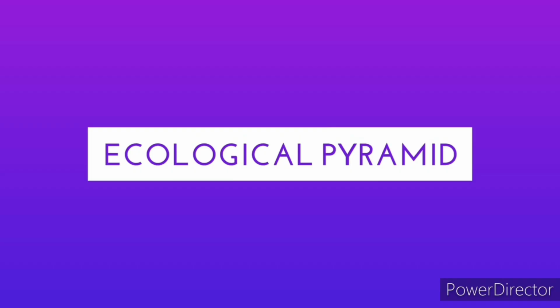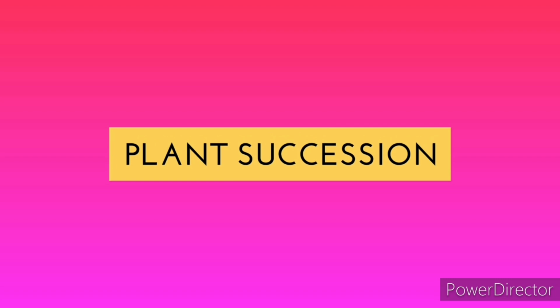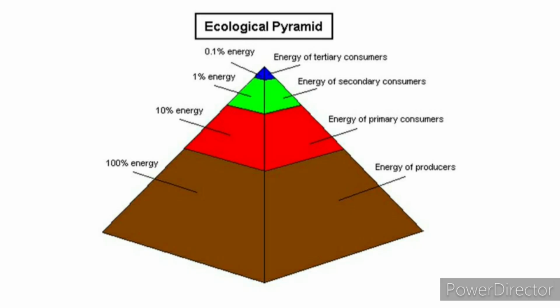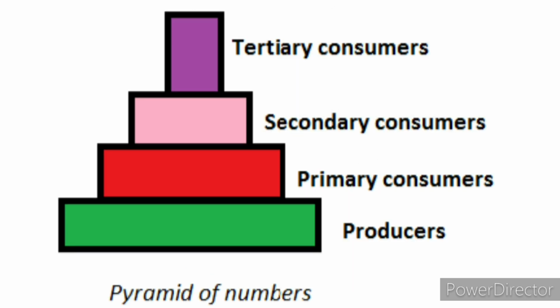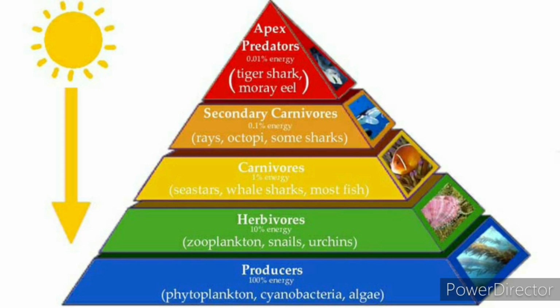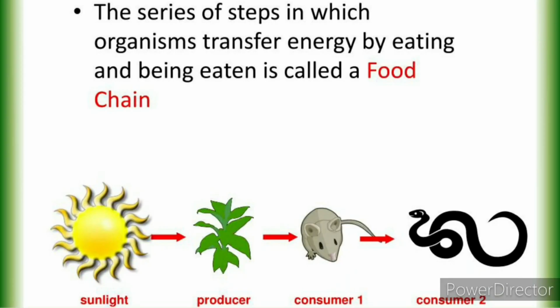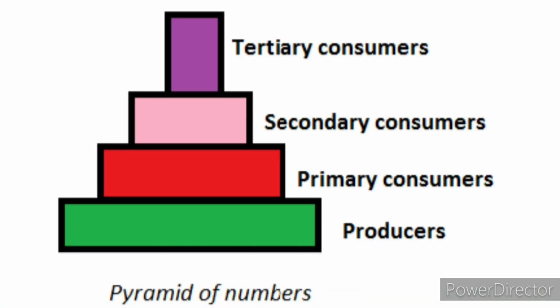Now we are going to learn about two topics: one is the ecological pyramid and the other is plant succession. An ecological pyramid is a graphical representation of the relationship between different organisms in an ecosystem. Each of the bars of the pyramid represents a specific trophic level as well as their order. The order depends on who eats whom. This represents the flow of energy.